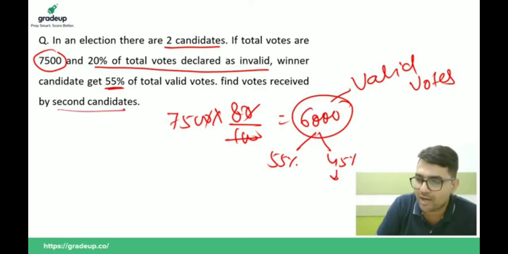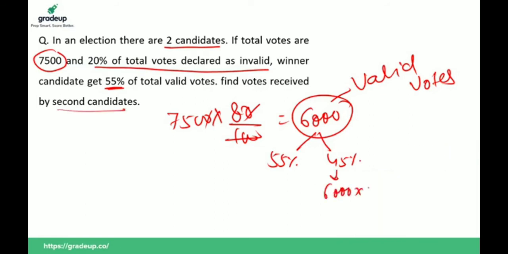So I can easily find 6,000 into 45%. After solving this, we will get our answer. 60 into 45. This is 0, 6 5s are 30, 2,700 votes. Is this clear to all of you?